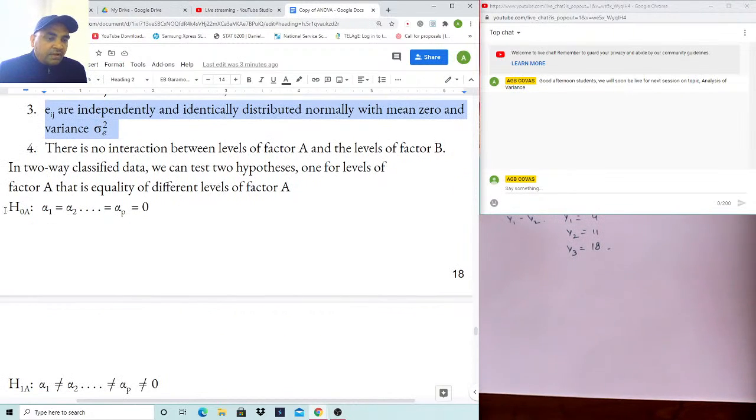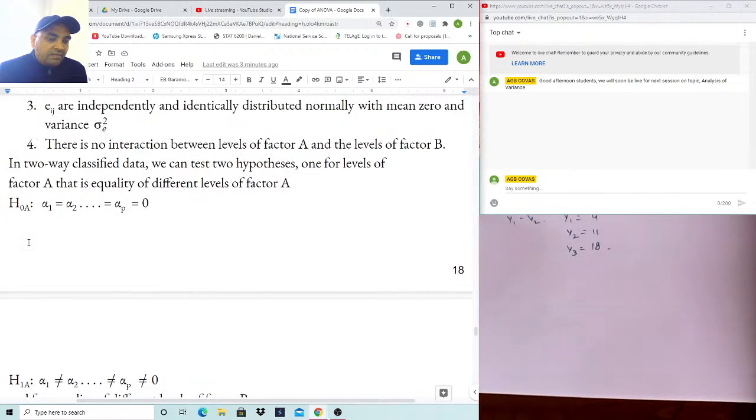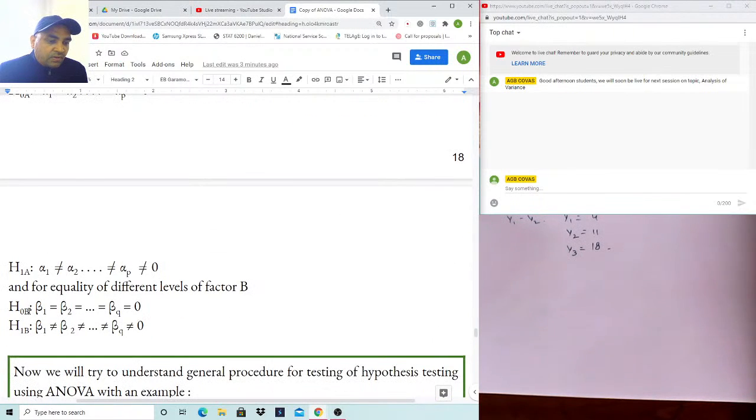Because now there are two factors, we will be having two hypotheses. The first hypothesis will be for the first factor, and the second hypothesis will be for the second factor. So our hypotheses are the null hypothesis for factor A and the null hypothesis for factor B.